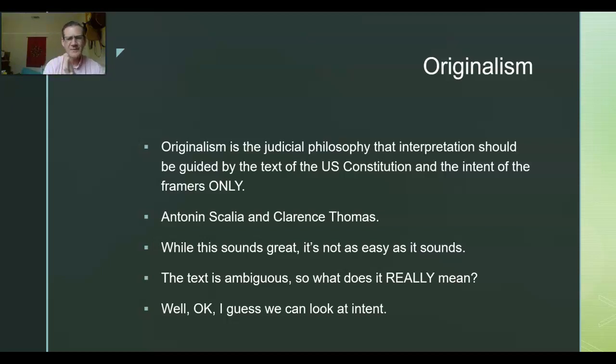So the idea is that court cases should be decided by the text of the Constitution. Sure, makes sense, no problem. And the intent of the framers only. That's the criteria. Maybe a little bit of precedent is going to go in there. But they actually don't care about changing political norms and values very much. They don't care about political consequences very much. It's really just, what does the Constitution say and what are the intents of the framers?